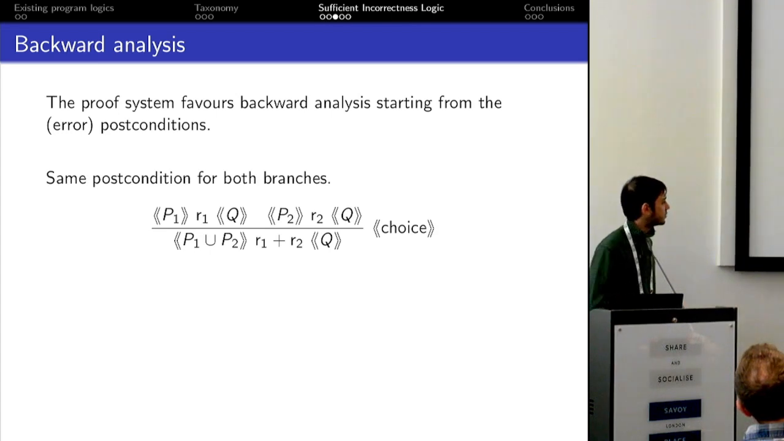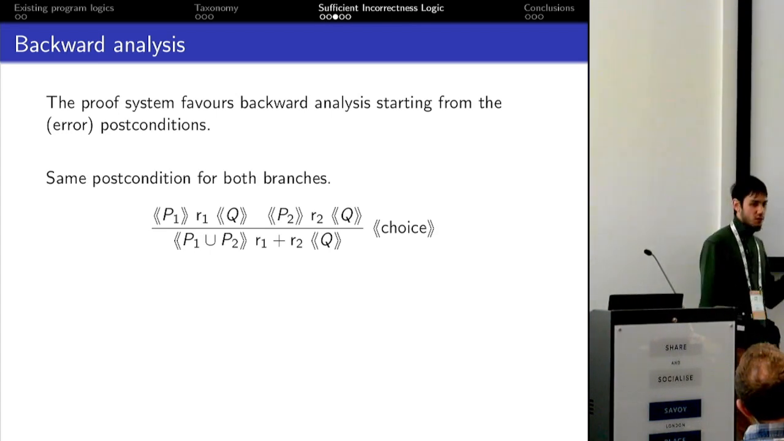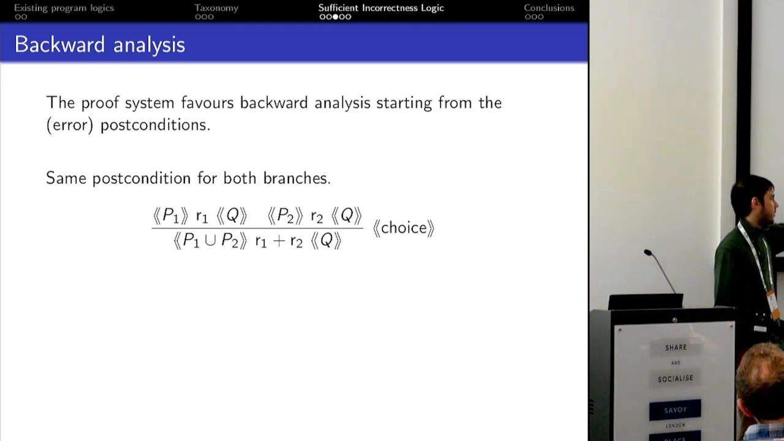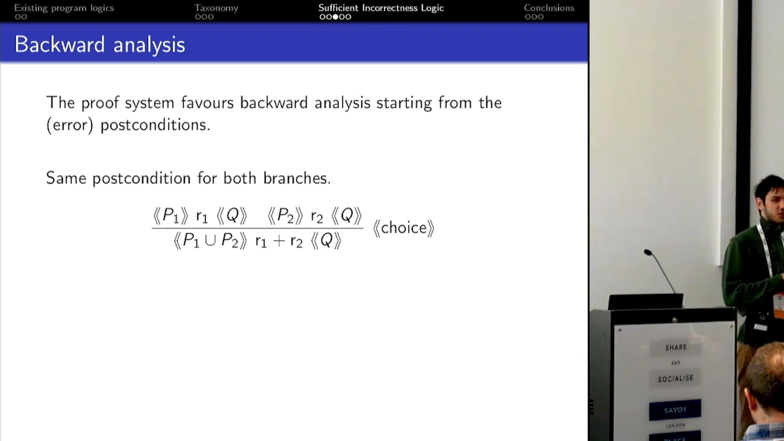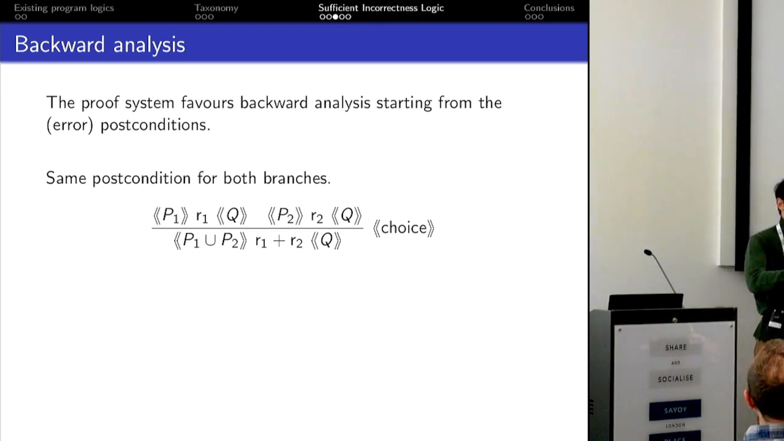Another example is the choice rule, where we have a single post condition Q, and from that we infer, backward, 2 preconditions, P1 and P2, and then we join them to match the non-deterministic join of R1 and R2. And this is a difference with respect to incorrectness logic, because incorrectness logic, following its more forward flavor, starts with a single precondition and derives 2 post-conditions for the 2 branches and joins them.